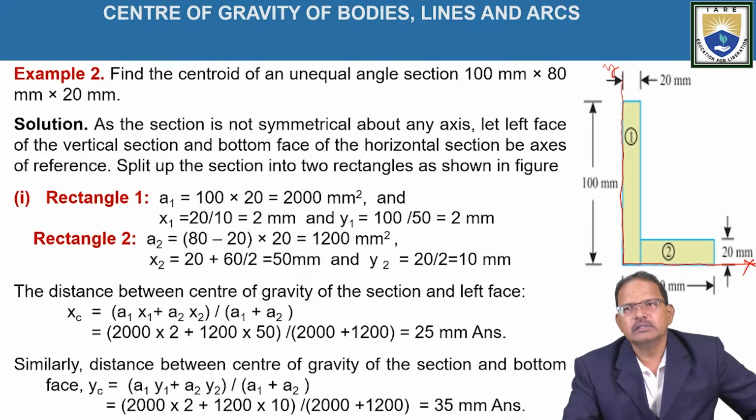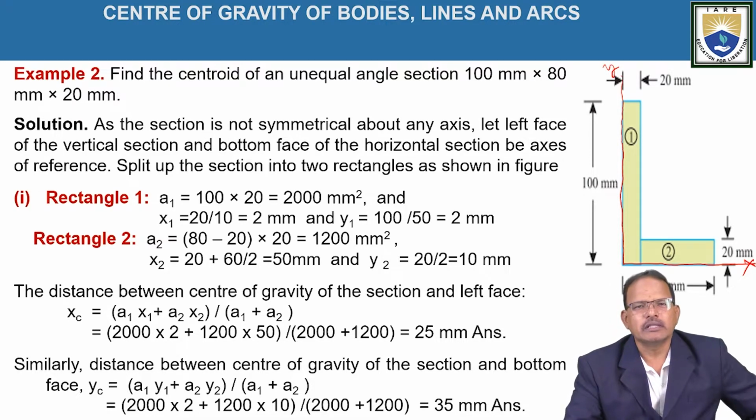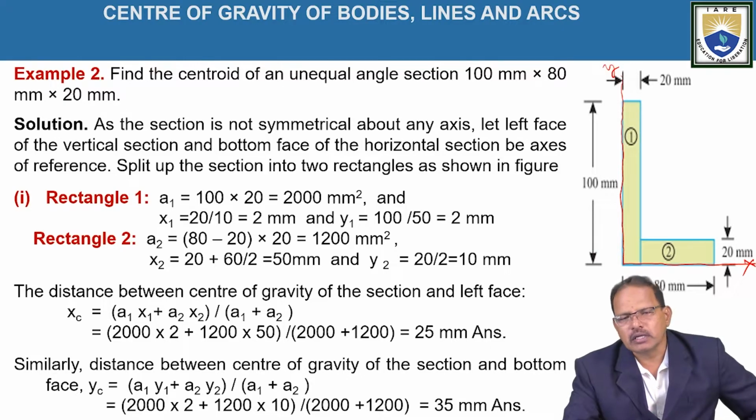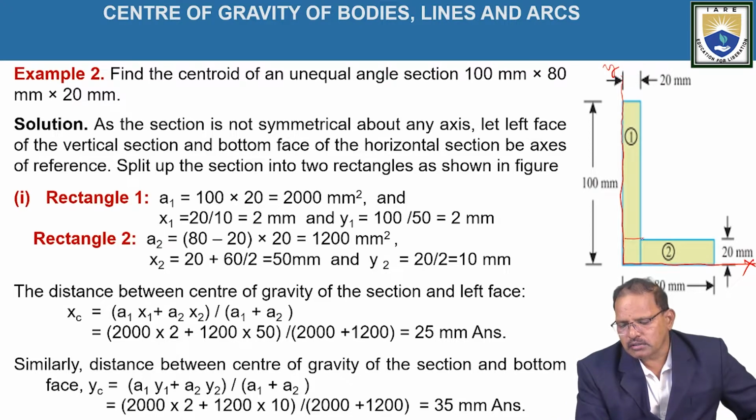You can divide this composite figure in such a way that the obtained segments are in the form of square, rectangle, triangle, circle or semicircle. Here we can make it two rectangles, 1 and 2. Otherwise, you can divide it like this, so we get one more rectangle.